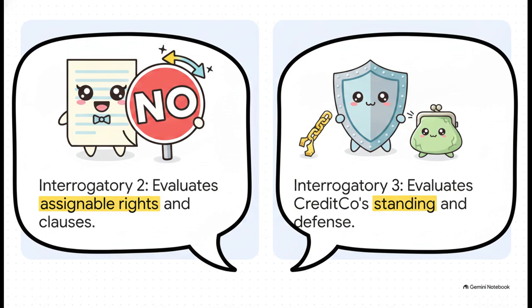Then, Interrogatory 3 asks if Credit Co. can prevail against Anne. To answer that, we evaluate Credit Co.'s standing as an assignee, and crucially, whether Anne has a valid defense for her non-payment. Because think about it, her obligation to pay Credit Co. entirely depends on whether the prior material breach by Ritz giving them fake gold actually excuses her performance.